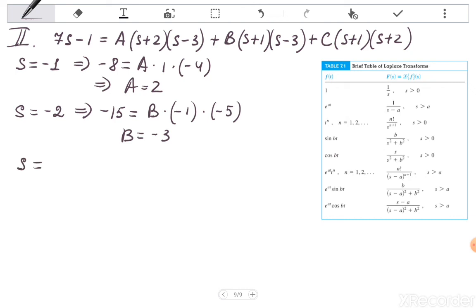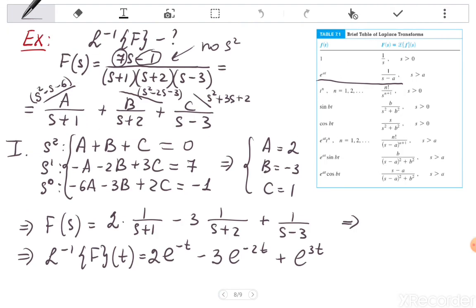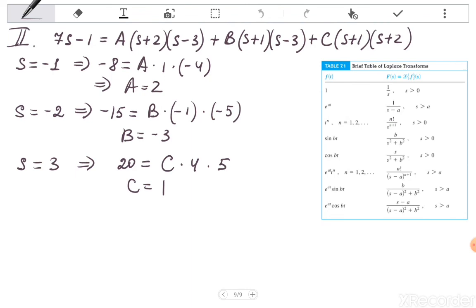And then we take s to be 3, the third value. In this case, the bracket for a is 0, the bracket for b is 0, and the bracket for c is non-zero. So we substitute 3 in here. 3 times 7 is 21, minus 1 is 20, is equal to c times s plus 1, which is 4, times s plus 2, which is 5. 4 times 5 is 20, so c equals 1. So we immediately obtain the result: a equals 2, b equals minus 3, c is 1, just by this simple way.